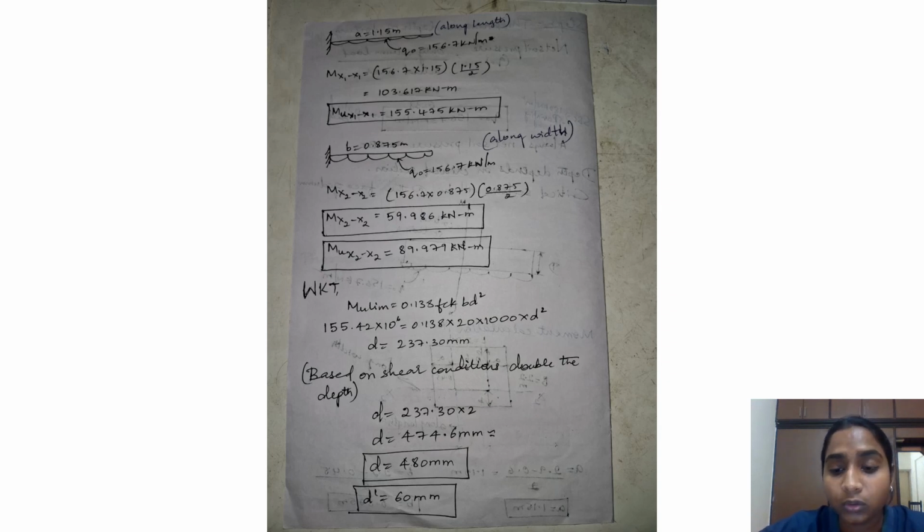Then we know that Mu lim is equal to 0.138 fck b d square, where Mu lim is the limiting moment, that is 155.42 into 10 to the power 6 equals 0.138 into 20 into 1000 into d square, where d is equal to 237.30. Based on shear conditions, we double the depth, that is d is equal to 237.30 into 2, where we will be getting d as 480 mm. We will be providing clear cover of 60 mm.